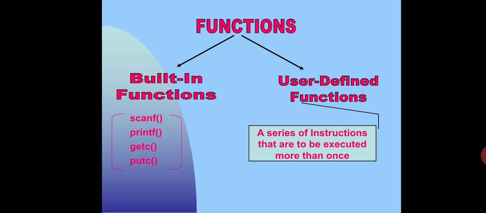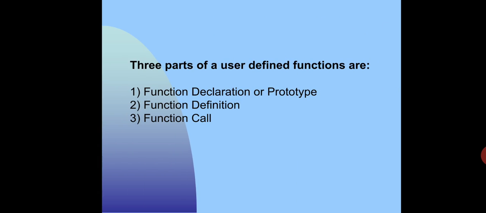In C programming, every user can write their own functions for doing a particular task. So, it can be treated as a series of instructions that can be used to perform a particular task. Now, there are three parts for user-defined functions, that is function declaration, function definition and function call.